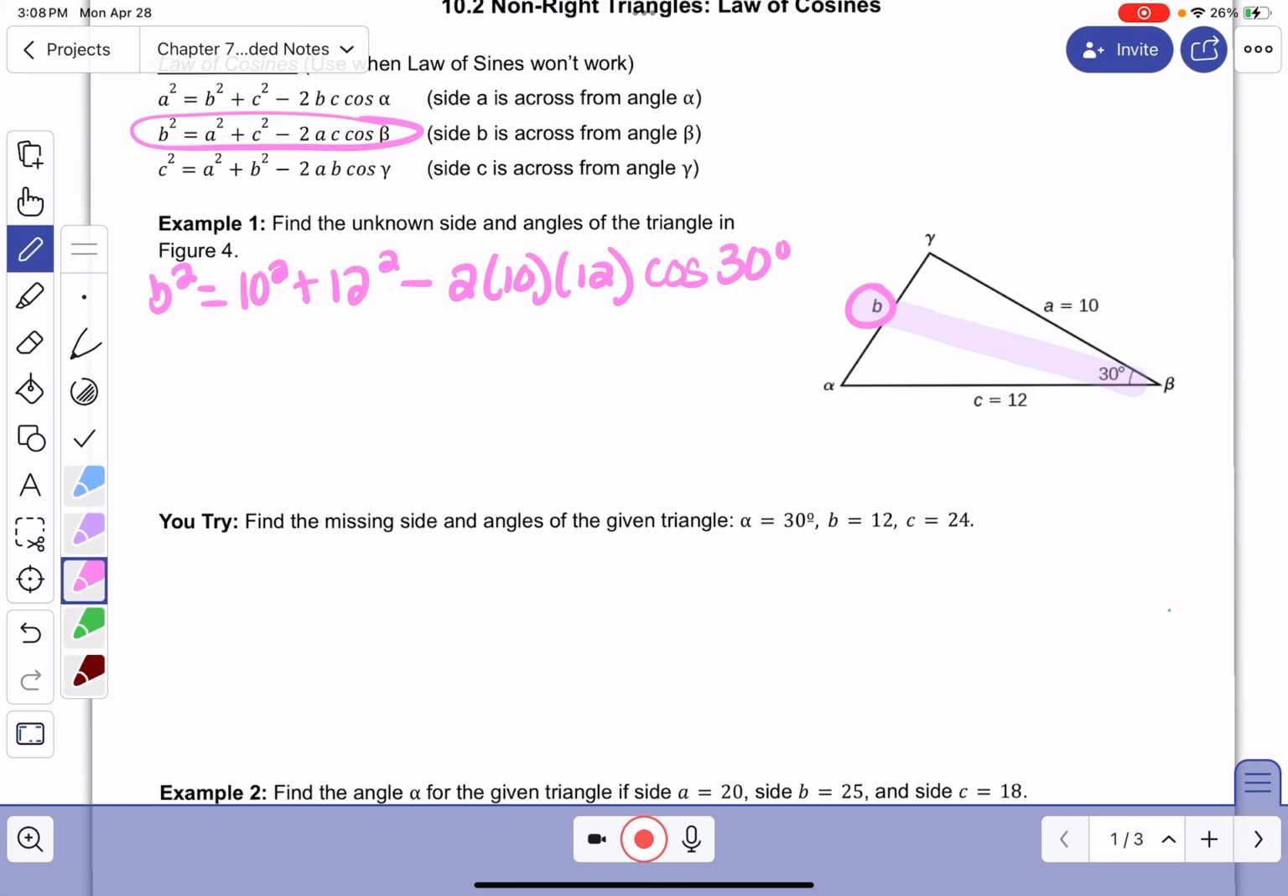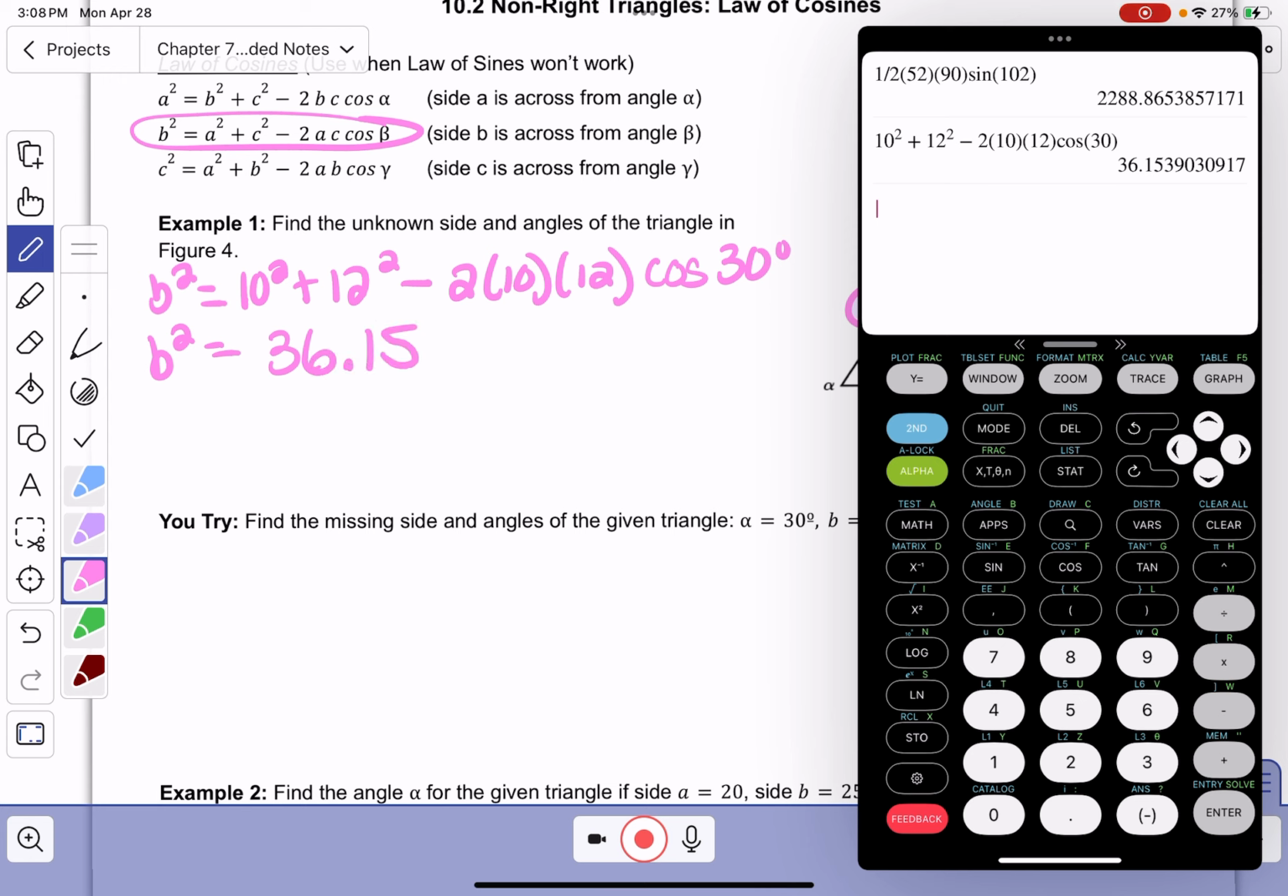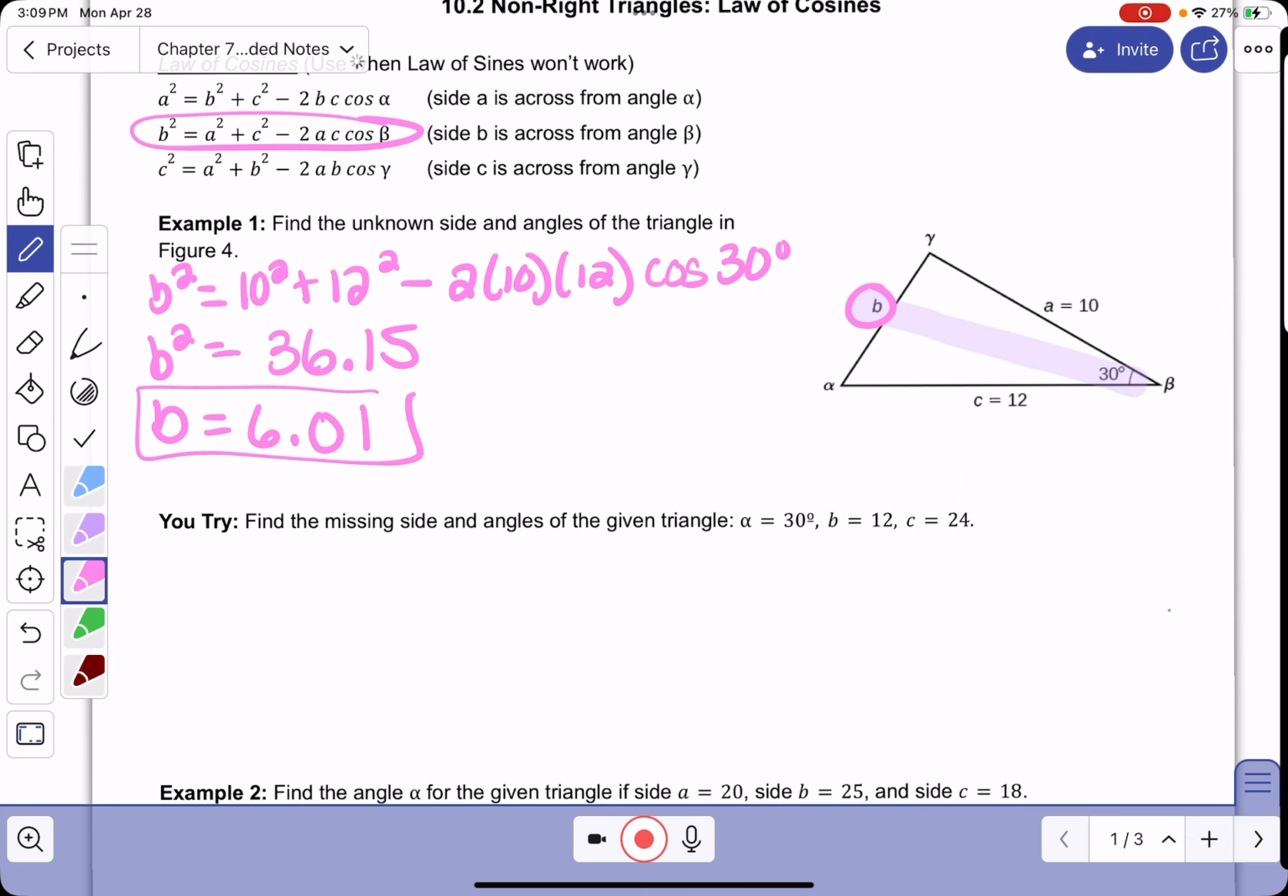So we plugged those into the formula. Then we're going to type it right into the calculator, just like that. We're not going to make our lives harder. So 10 squared plus 12 squared minus 2, parentheses 10, parentheses 12, cosine 30. And we get b squared equals 36.15. And then to undo a squared, we do a square root. So the square root of 36.15 gives us 6.01. So that is the length of b.